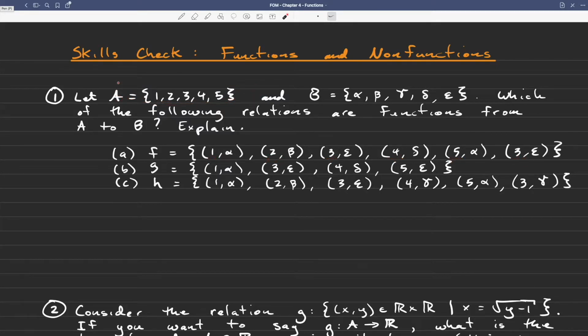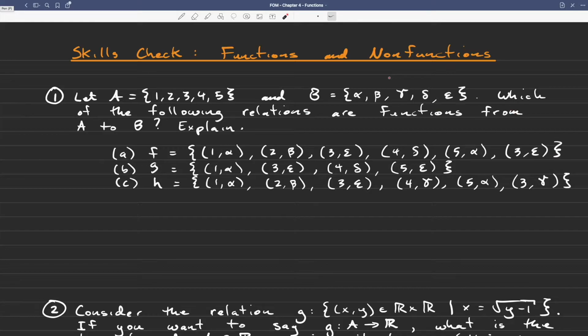The range has to be inside of B. So that means that all of those second components have to be elements of B. So I've got alpha, beta, epsilon, delta, alpha, epsilon. Those are all elements of the set B up here, right? So that means the range is contained in B.